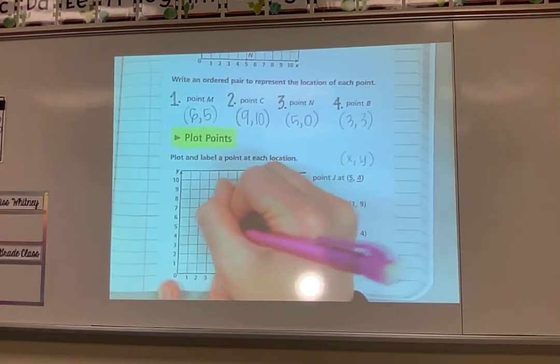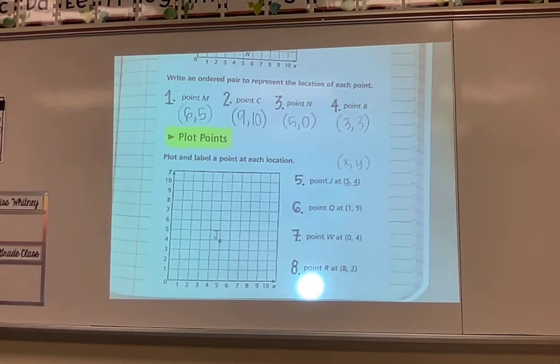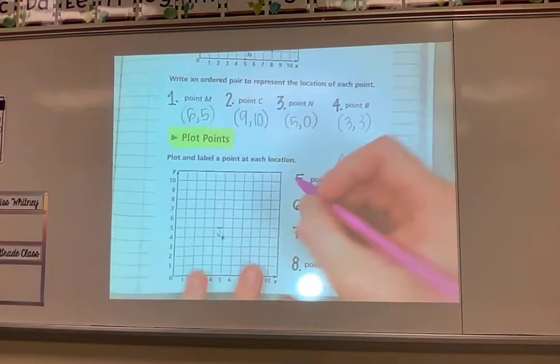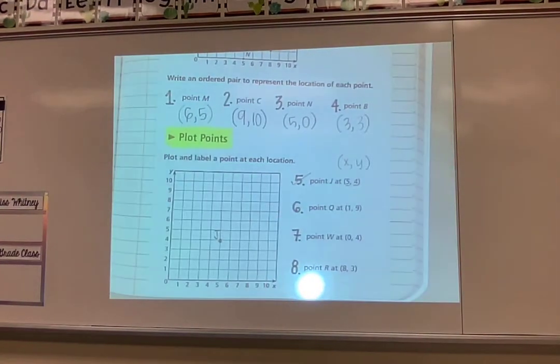That needs to be a capital letter. We always use capital letters for points on a graph. So that is point J. Then I like to put a little check mark by it so that I know, hey, I have that one done. Now I'm ready to go on to the next one. Otherwise, it's kind of hard to tell which ones you've already done.